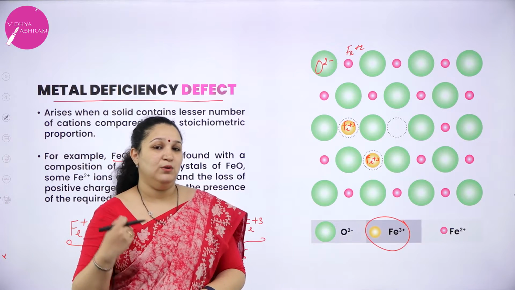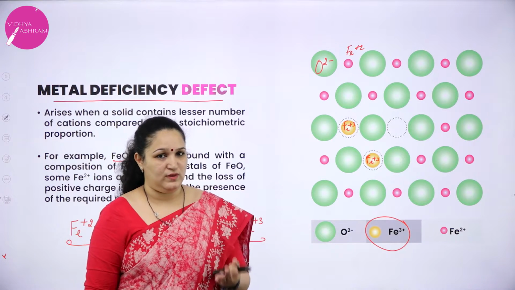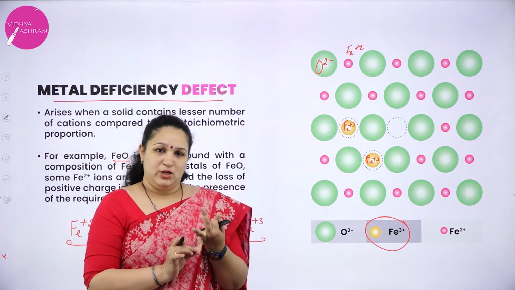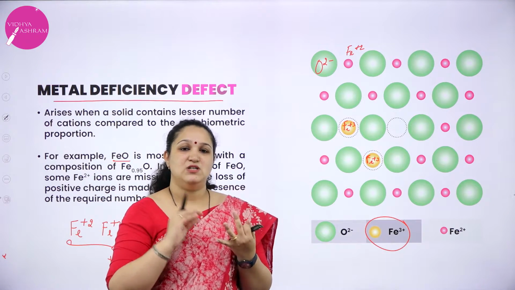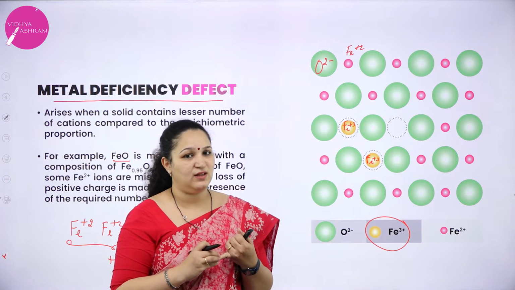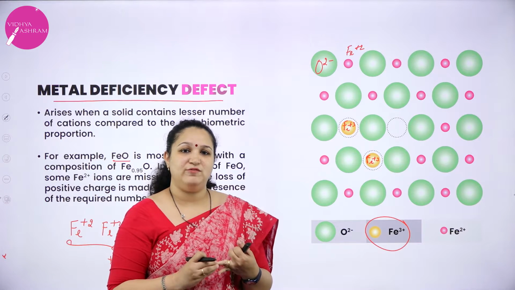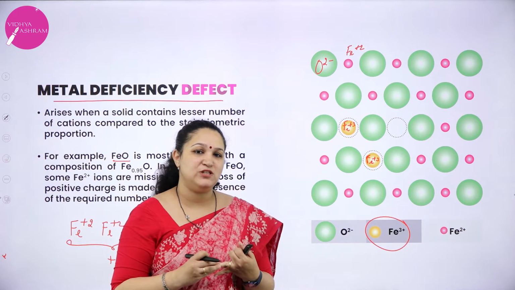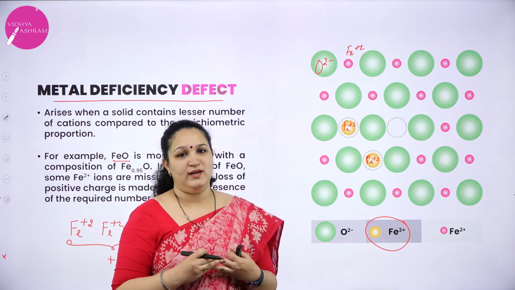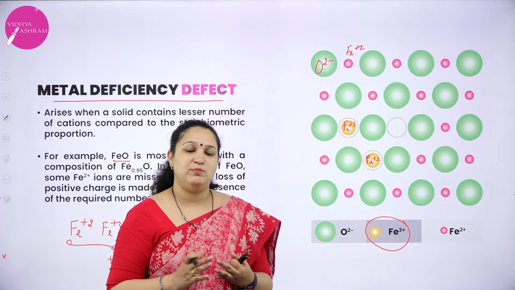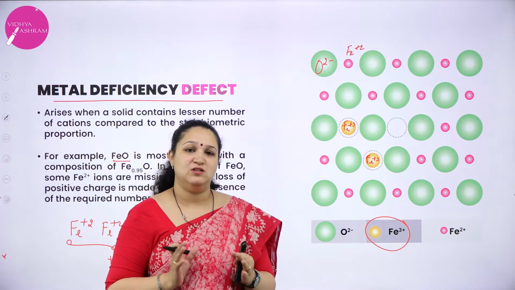Point defects are broadly classified into 3 types: stoichiometric, non-stoichiometric and impurity defect. Stoichiometric defect we finished in the last class. Non-stoichiometric defect 2 types: metal deficiency defect and metal excess defect, and the last one is impurity defect. Okay, that is about the defects in solids.